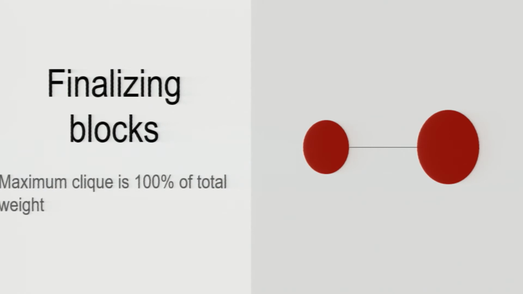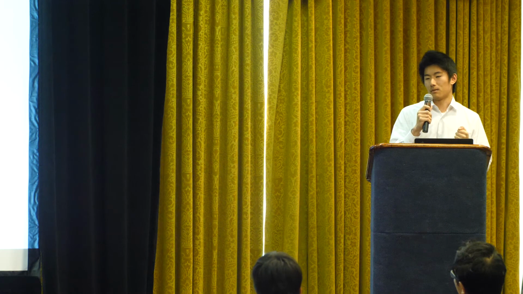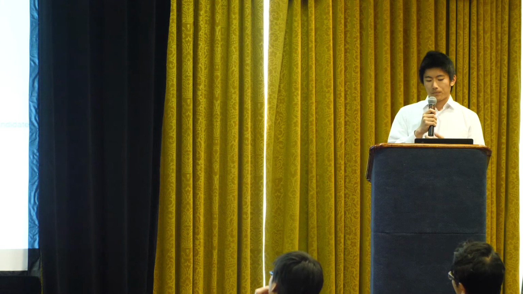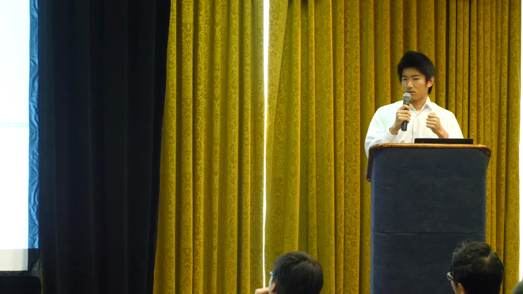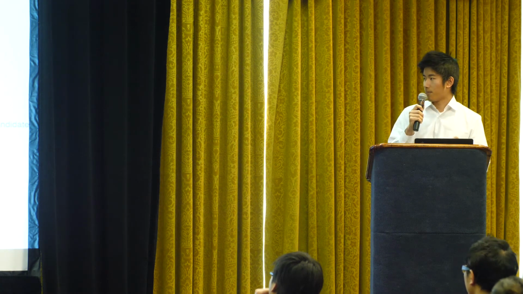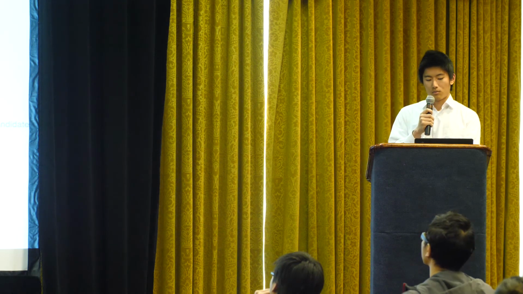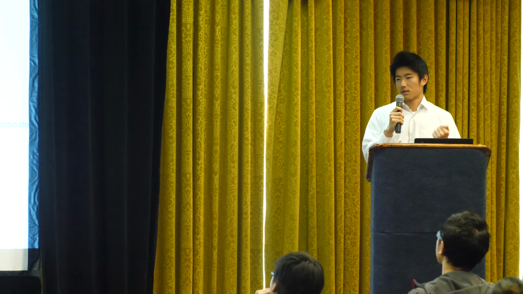And so now that means that we have a clique with 100% of the weight. So even if your fault tolerance is 1, we can say that that candidate block is finalized. And so then we move on, as I described before, to the next candidate, and we repeat this process. And so we go through the checks again.